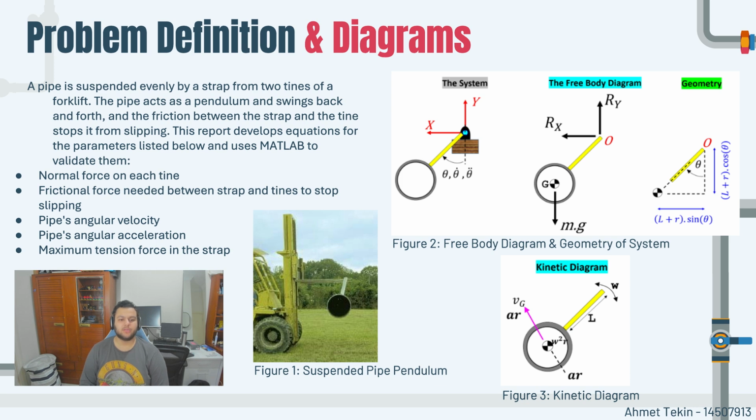This project focuses on five key component outcomes: the normal force on each tine, the minimum friction force needed to stop the sliding, the pipe angular velocity and angular acceleration, and the maximum tension in the strap. As we can see on the right side, the diagram shows the actual suspended pipe setup, a free body diagram showing the forces, and a kinetic diagram outlining the dynamics, which we'll calculate in the next couple of slides and simulate.